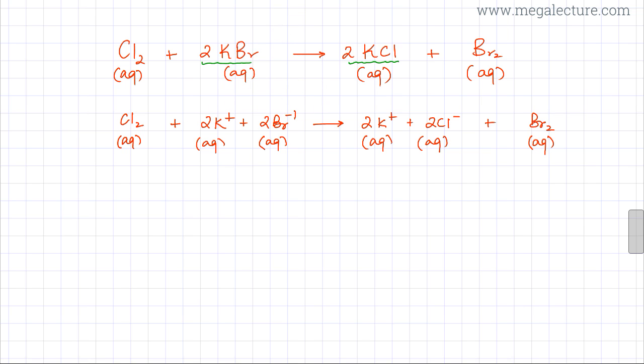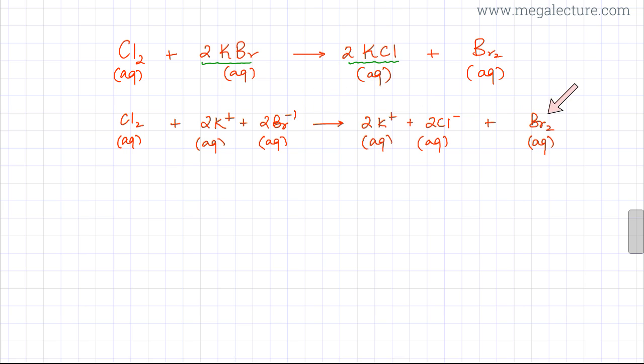Now the second step is I need to figure out which ion is a spectator ion. Spectator ions are the ones that are not undergoing any change. So in this reaction, if you look carefully, chlorine over here is undergoing a change. It's getting converted into Cl minus 1. The other substance, Br minus 1, is also taking part in the reaction.